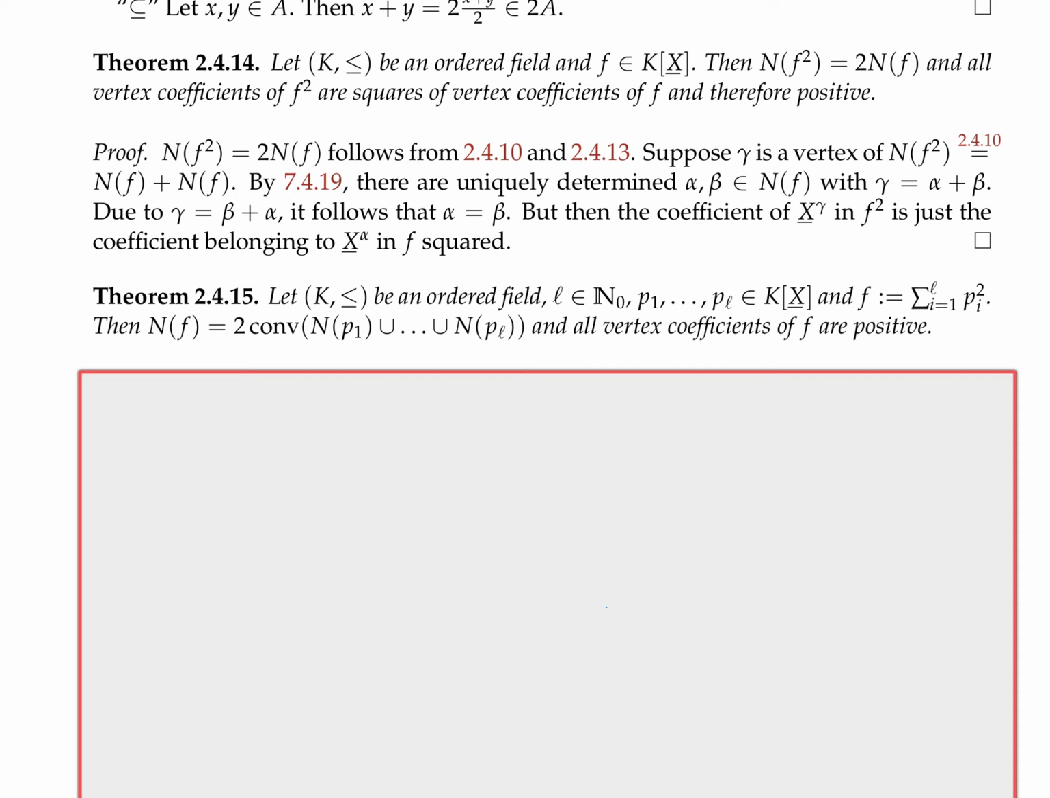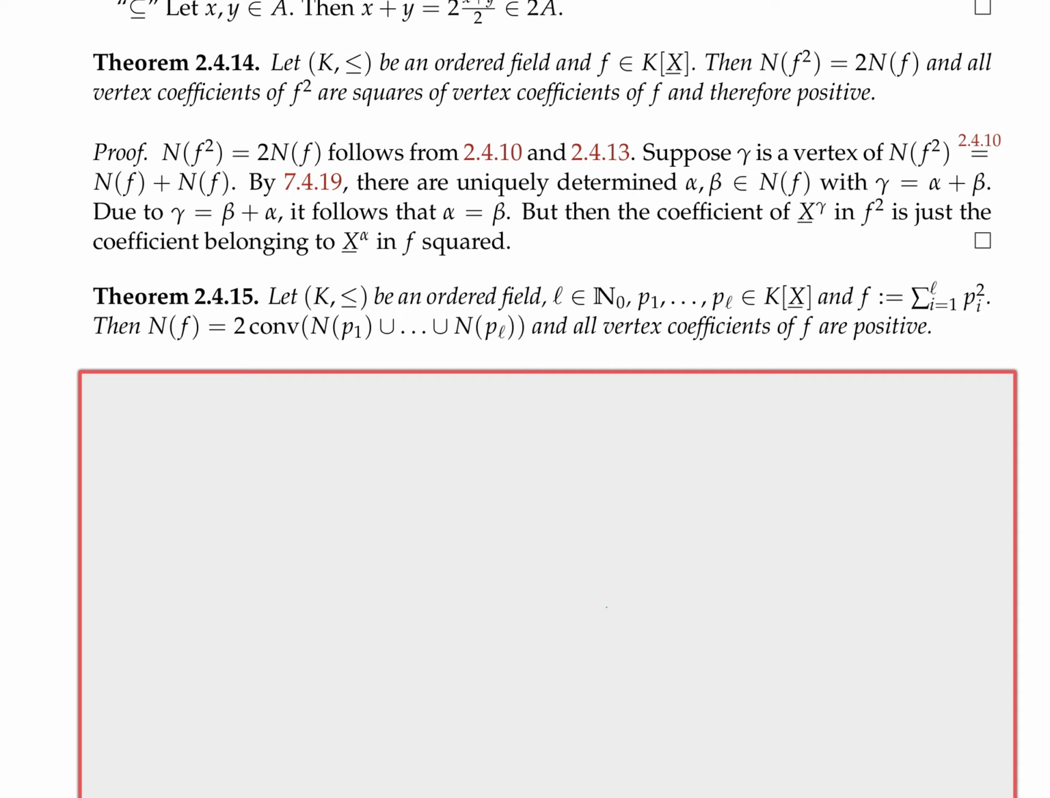Let K be an ordered field, and suppose I have finitely many p_i, polynomials over K in finitely many variables, and I take the sum of squares of these polynomials p_i. We call that F. Then the Newton polytope of F is 2 times the convex hull of the union of the Newton polytopes of the p_i.